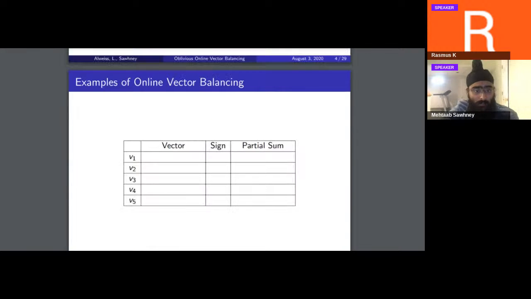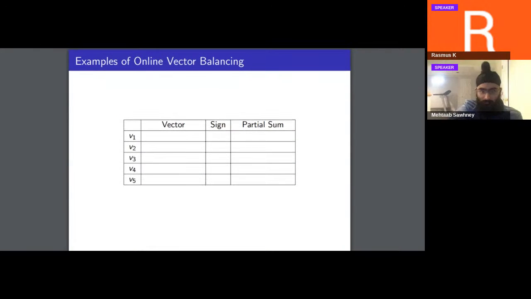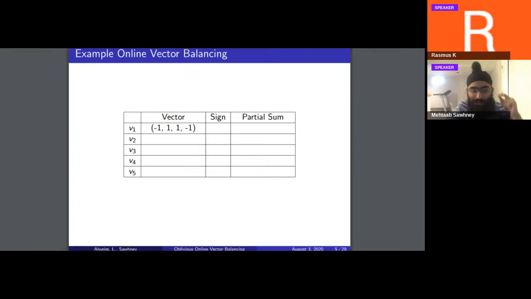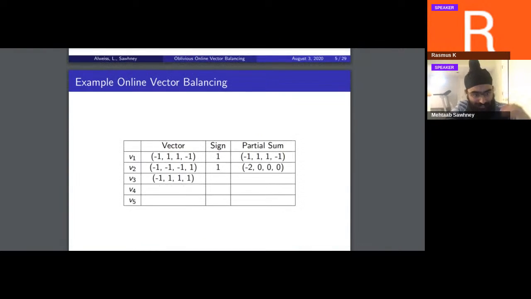So just to get a feel for this, let's walk through an example of online vector balancing. Let me scroll through a few more slides, sorry. I'll just have the whole example.